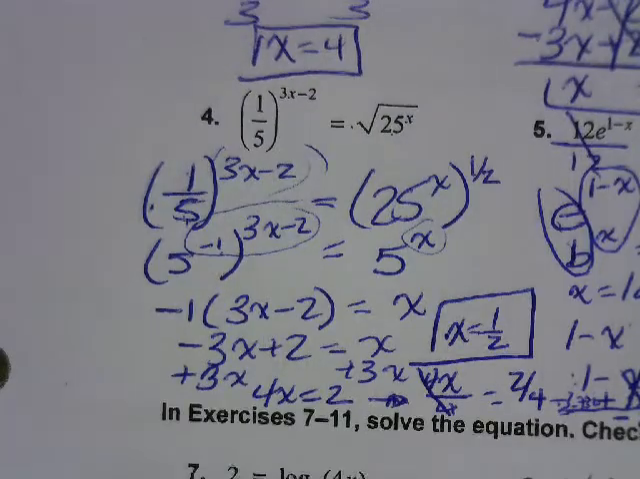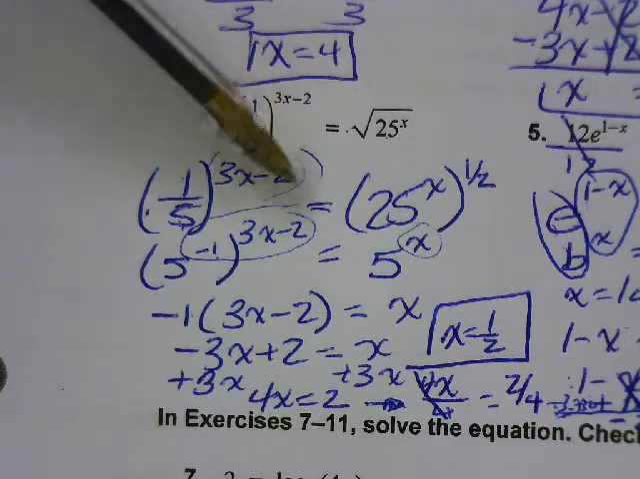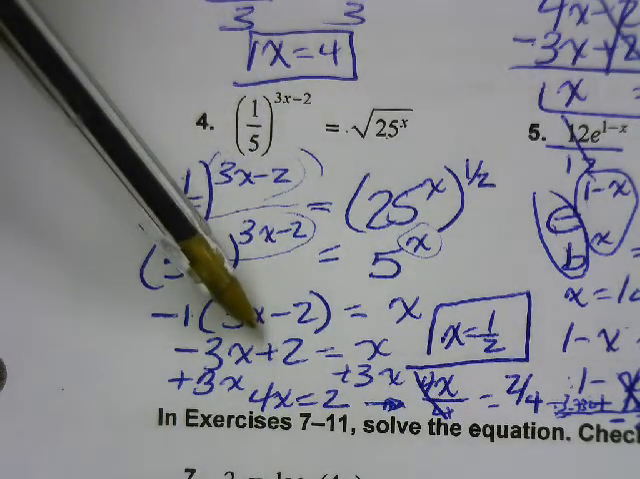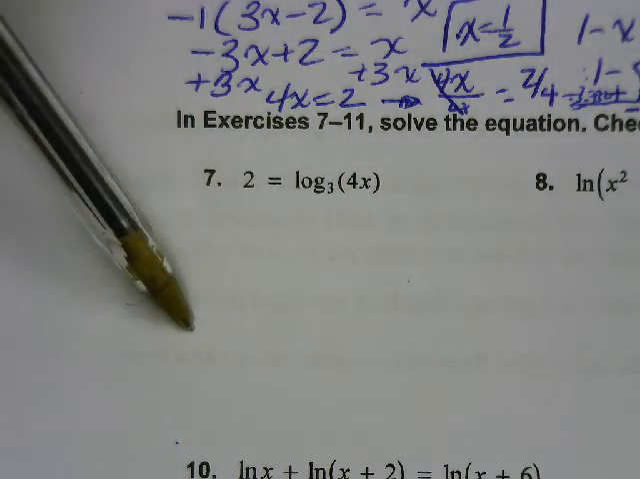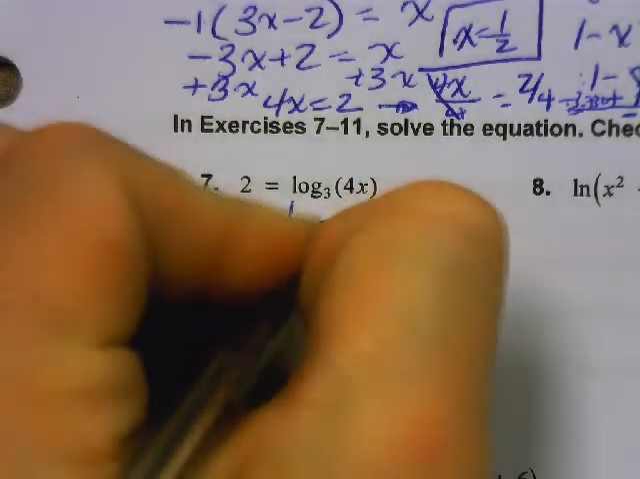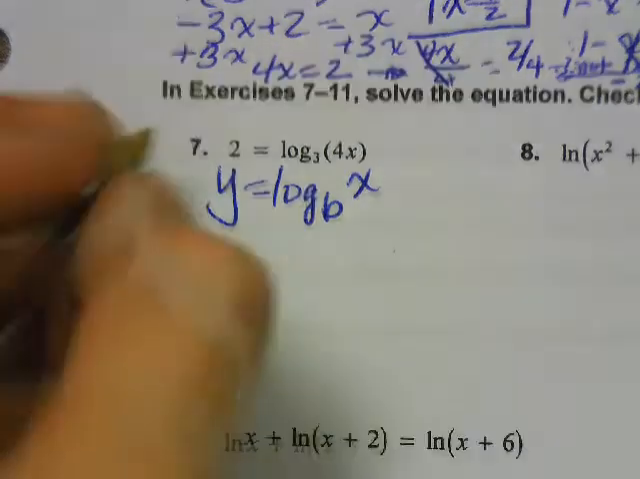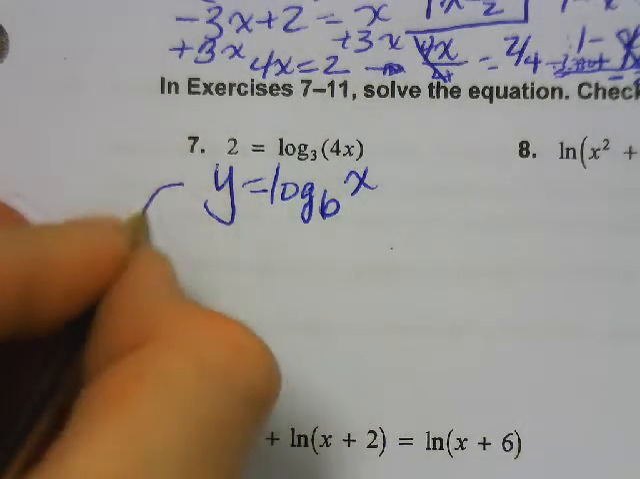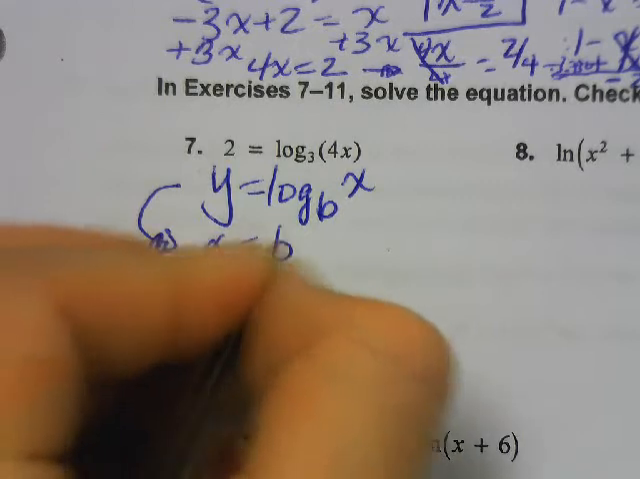So again, to review real quick, over here we had exponential form and we went to log form. Over here we have log form and we're going to go to exponent form. So this is in y equals log of base b to the x format. A formula that is equivalent to this or equals the same thing is just x equals b to the y.